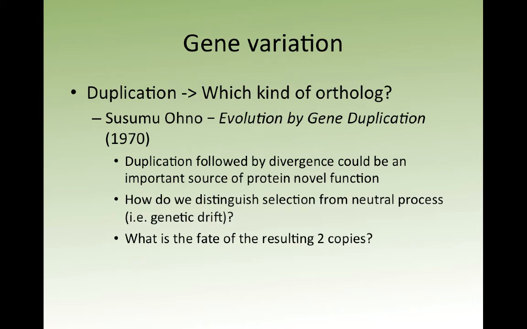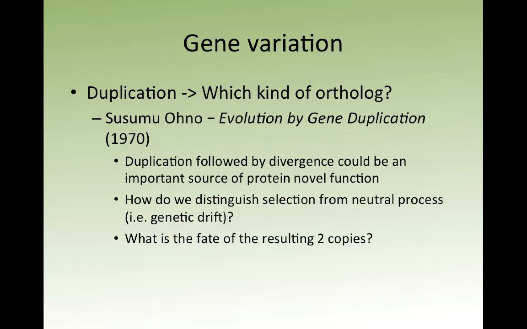If we're going to look at variation at the gene level, one of the major ways that we do this is to look at duplication. So if I'm talking about duplication, I'm generally talking about a specific type of ortholog, and you should all know what type of ortholog is created when a gene duplicates. And I'm not going to tell you, but you've got to look it up.